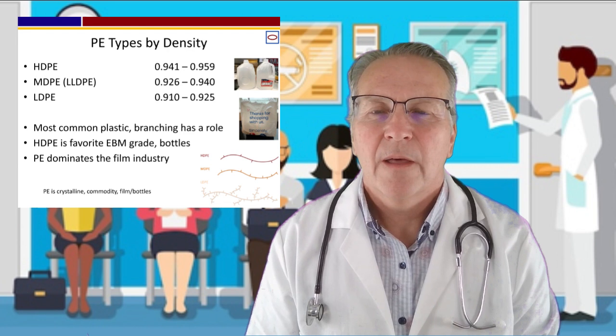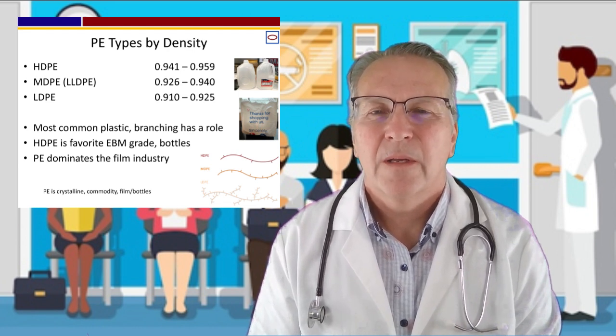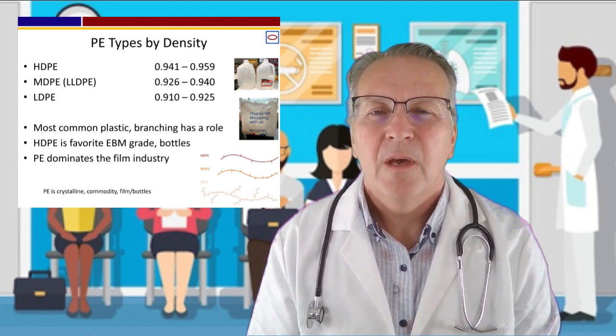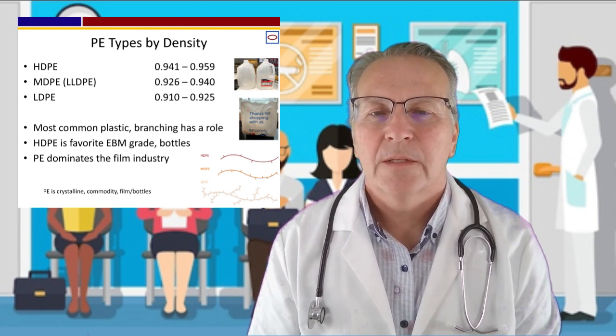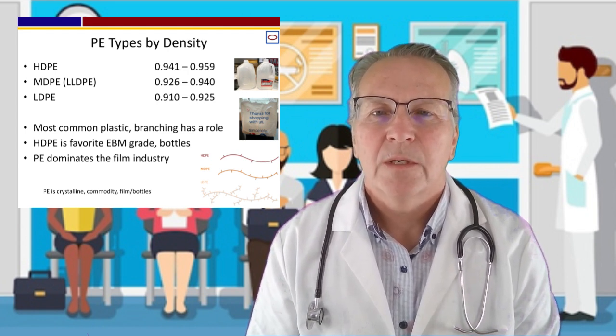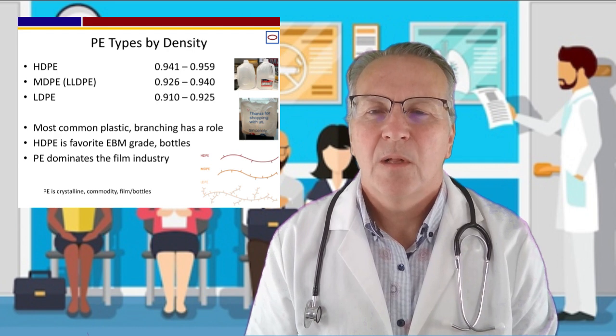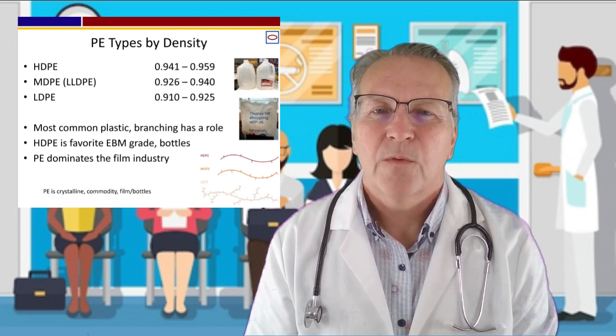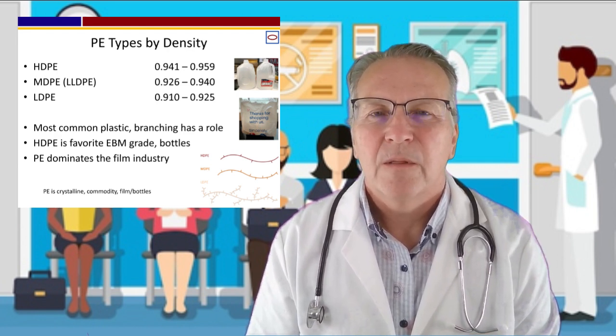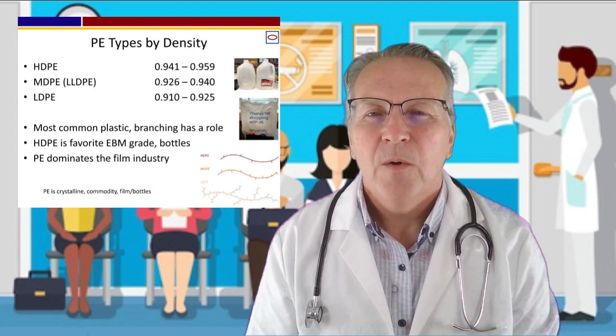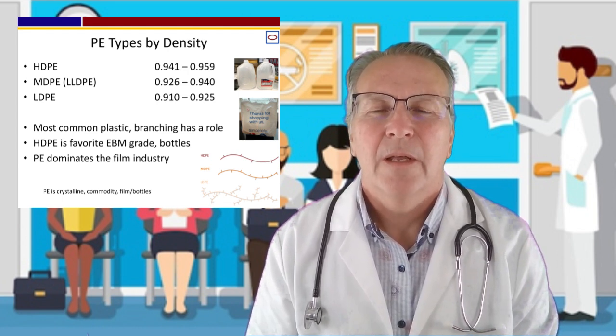High density polyethylene dominates the bottle market, especially with the EBM or extrusion blow molding process, which makes plastic milk jugs. All three types of polyethylene grades are used for films and bags using the blown film process. We will talk about these two processes in upcoming That's Working Knowledge videos. Knowing that polyethylene can be distinguished by density and products such as bottles and bags, that's working knowledge.